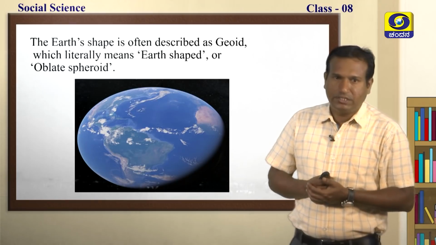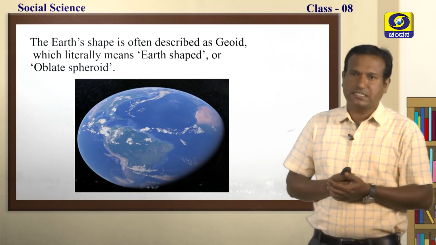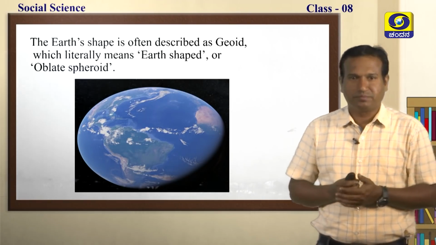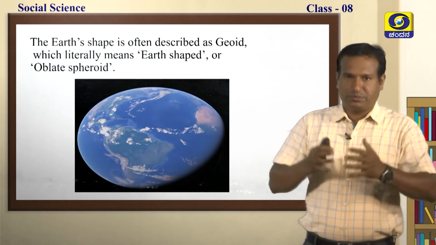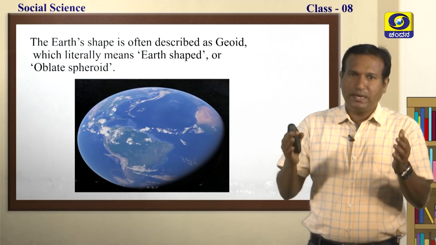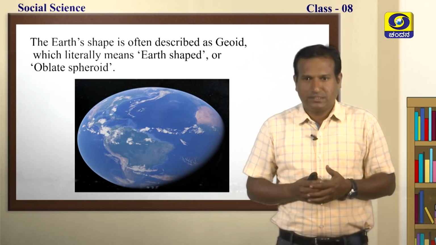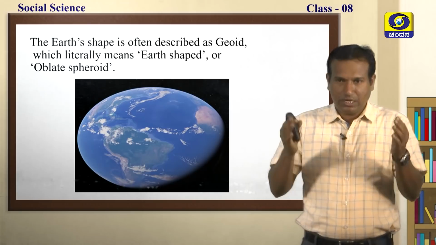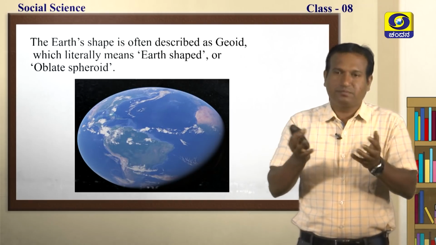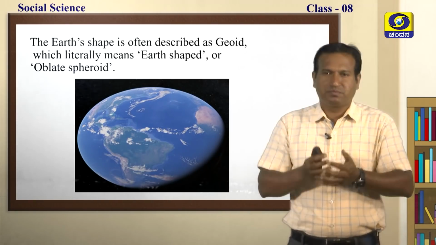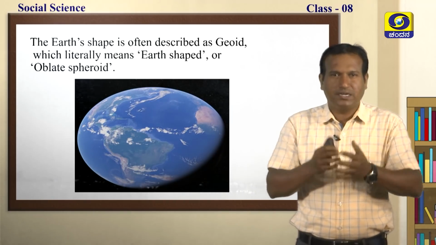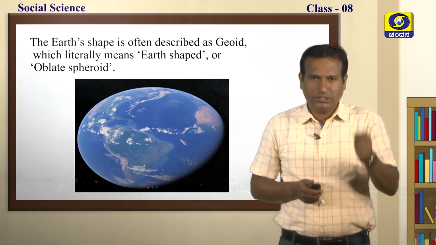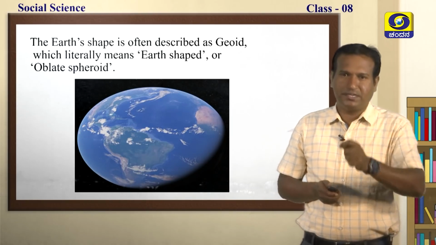Then what is the shape of the Earth? The shape of the Earth is often described as a geoid, which literally means the earth shape, or an oblate spheroid. Teachers used to say that the shape of the earth is like an egg or a geoid. Yes, of course, all are more or less a similar shape. That is why I told you the shape of the earth is a geoid.